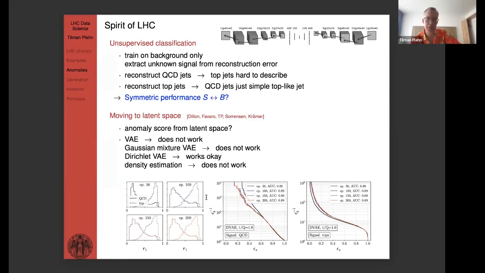And then when you look into the latent space, you see the latent space coordinates where tops and QCD jets are put to the left and to the right. To the left, these four images, as a function of the epochs, show that they separate. So the latent space does tell you something about what's happening there. From there, we actually tried to do density estimation. It doesn't work. Again, it's a little bit of a depressing history.